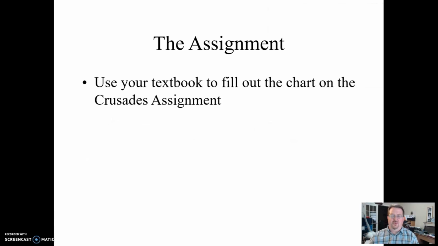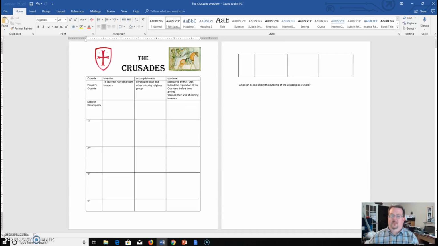From here, I'm going to have you do an assignment that I'll show you in just a second. I'm not going to go through the individual crusades because your textbook does a good job of that, and you don't need me to. So this assignment is relatively simple. You're going to take a look at the various crusades, first, second, third, fourth, and the Reconquista, which isn't exactly a crusade, but is kind of one.